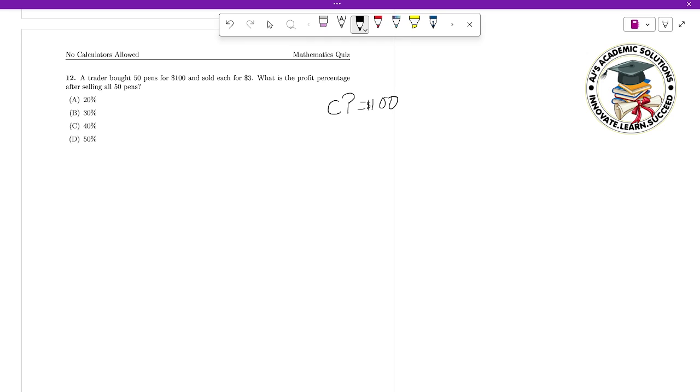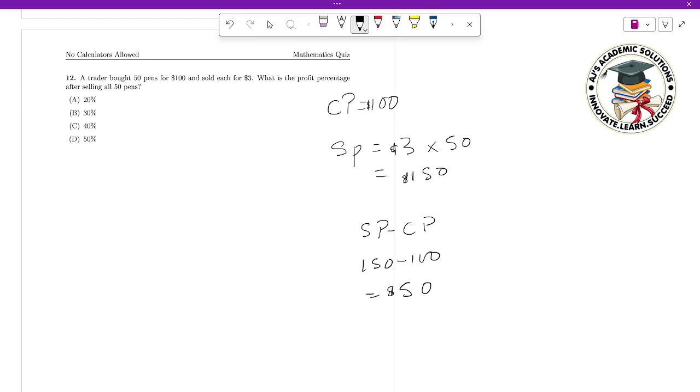So what we're actually trying to understand is what the selling price is. So we're going to have 3 times 50. So the $3 times 50 is $150. That's how much money he's actually going to earn through having this sale done. Now to know the profit, we're going to subtract the cost price from the selling price. So SP minus CP, we'd have 150 minus 100, which is equal to 50. So he's going to earn $50.